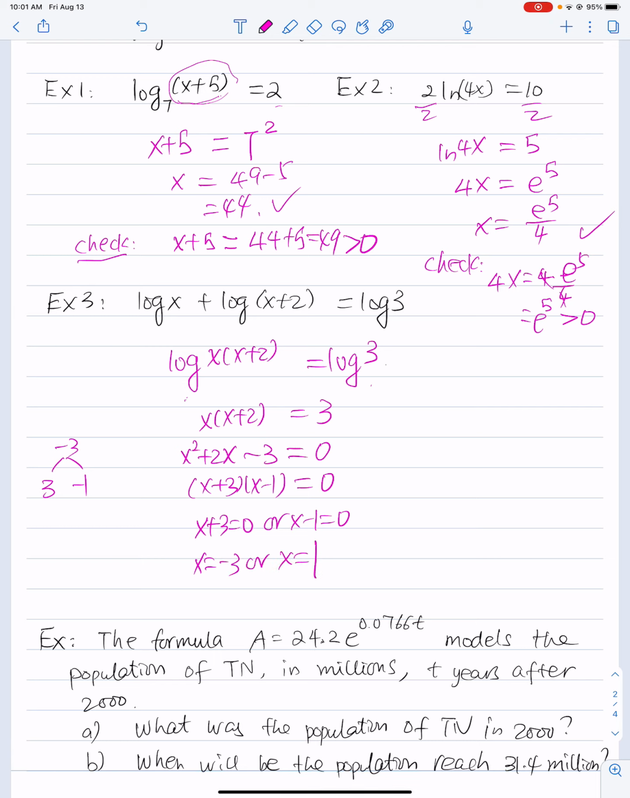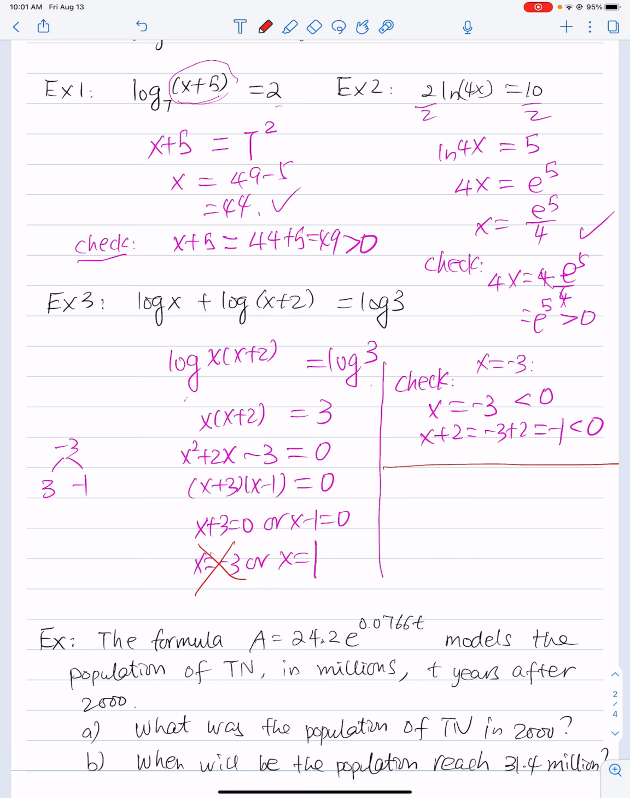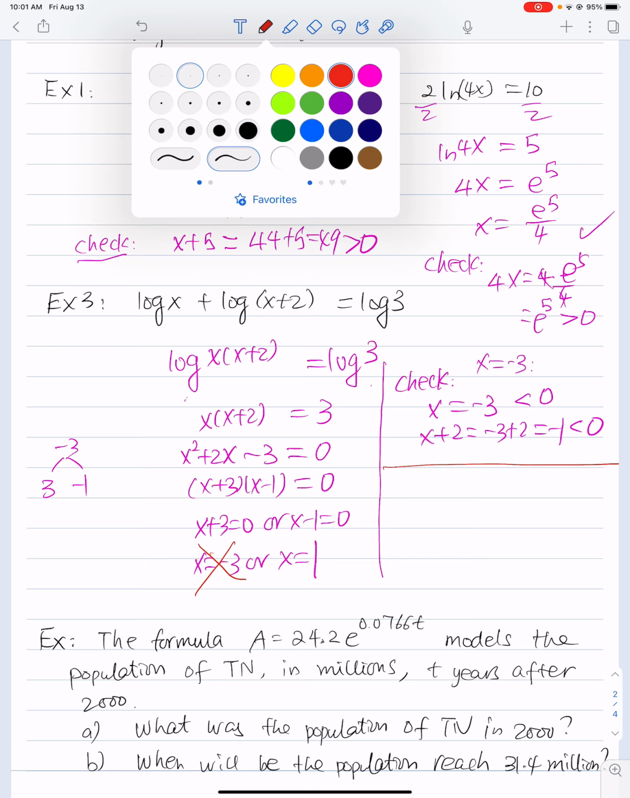Are we done? No. You have to check. Make sure it is in the domain. For x equal to -3, x plus 2 is -3 plus 2, which is -1. So less than 0, what happens here? Not good, yeah? Not good, because we wanted it to be bigger than 0. You with me?